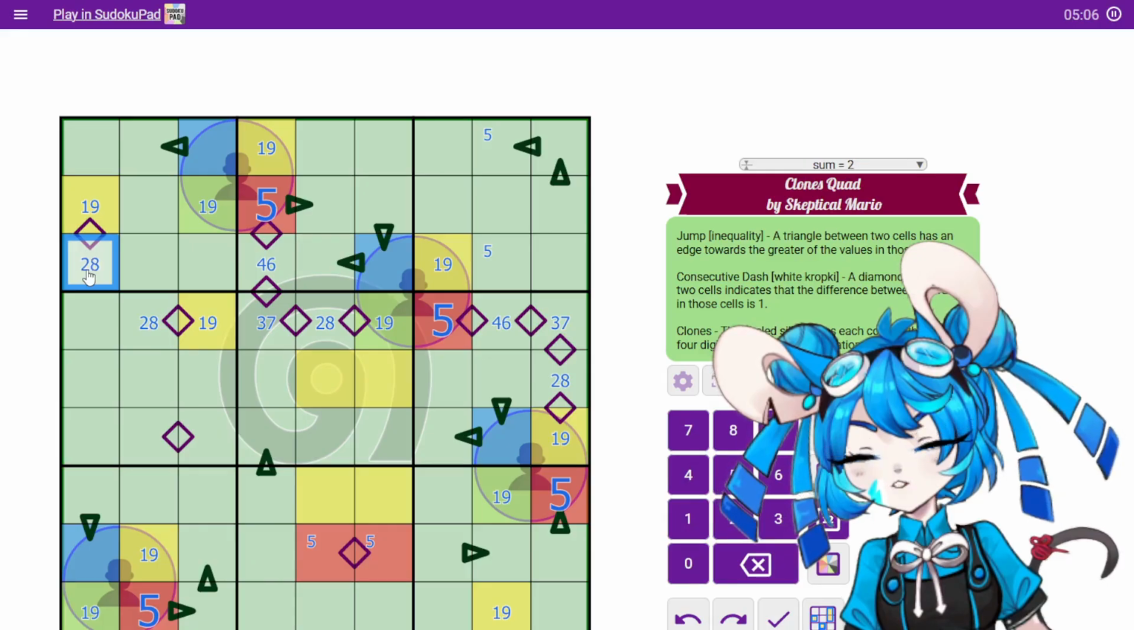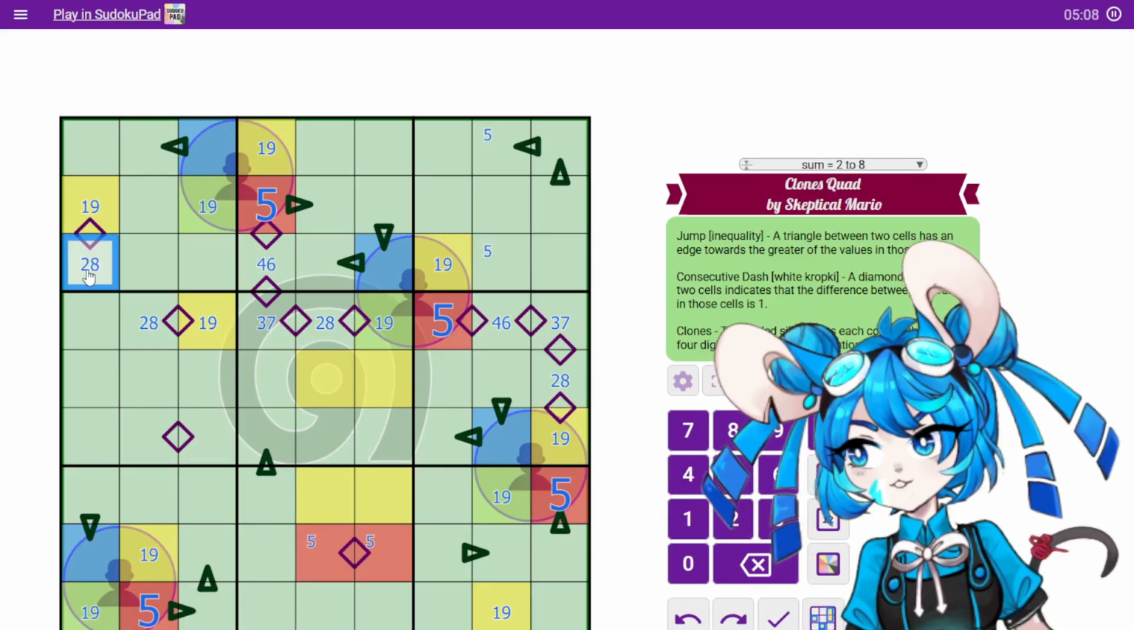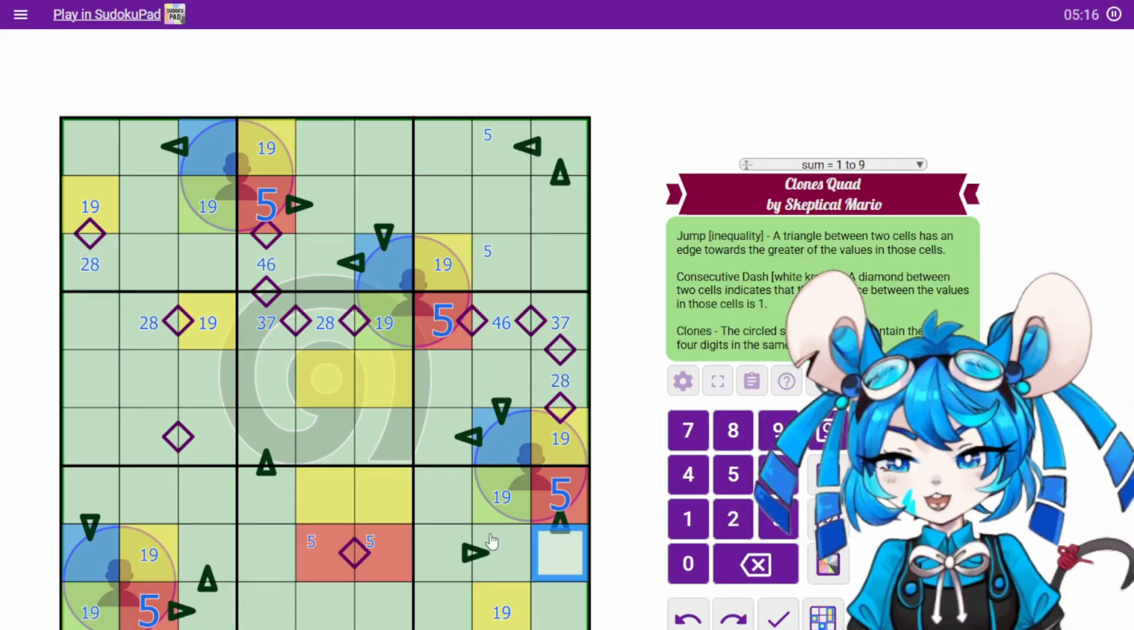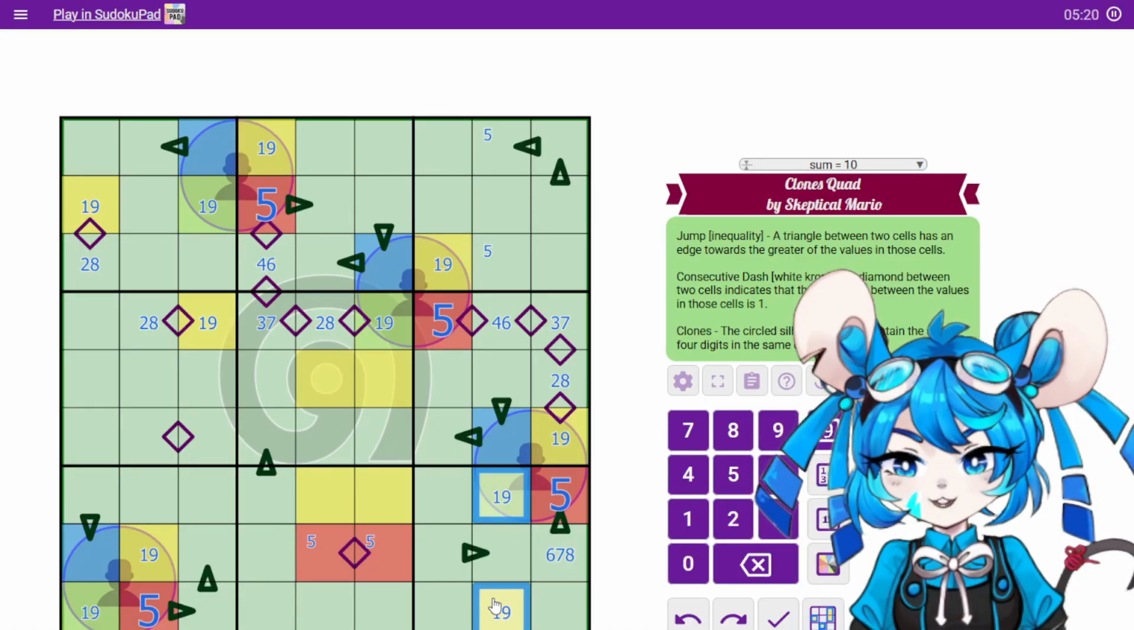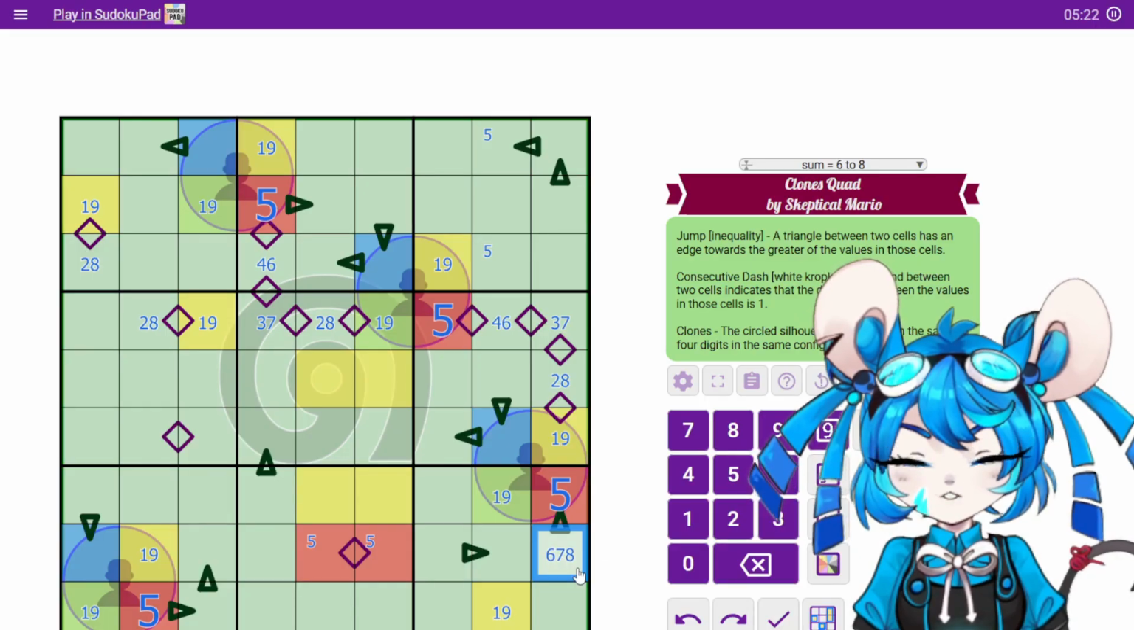Right, same for here. This is 2 or 8. This digit is greater than 5, so it can be 6, 7, or 8. We already have a 1, 9 pair in this box, so this can't be 9.